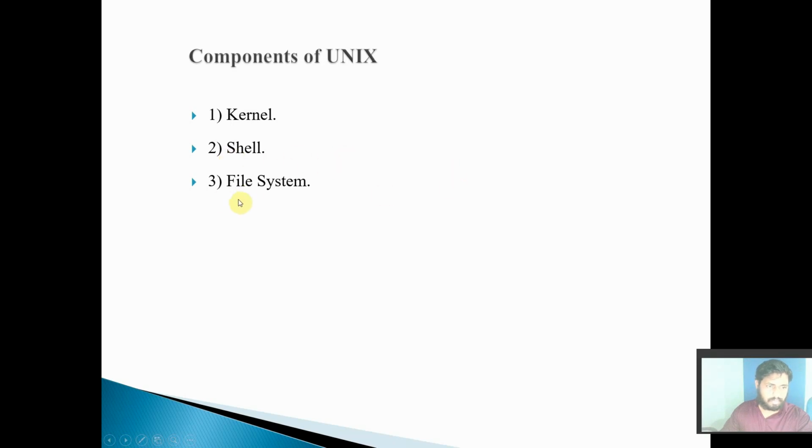Coming to another component, the file system. A file is a collection of information. The information depends upon the file extension. If you save a C programming file, the extension is filename.c. If you save a Java programming file, the extension is .java. If you save a PowerPoint presentation file, the extension is .ppt, filename.ppt. These are the file systems. These three components are very important in the Unix environment: kernel, shell, and file system.